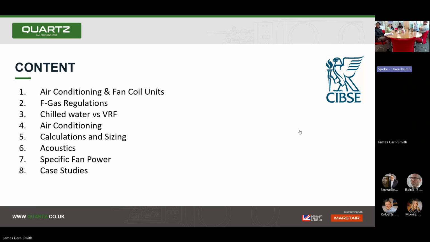So the content that we'll run through is a little bit about air conditioning and fan coil units, a little bit on the F-gas regulation, chilled water versus VRF, then the calculation and sizing, a little bit on the basics of acoustics. We do a CPD on acoustics itself, which is a little bit more in depth, specific fan power, and then just a brief run through of a couple of case studies that we've done.